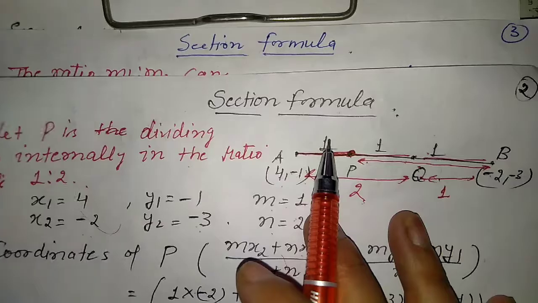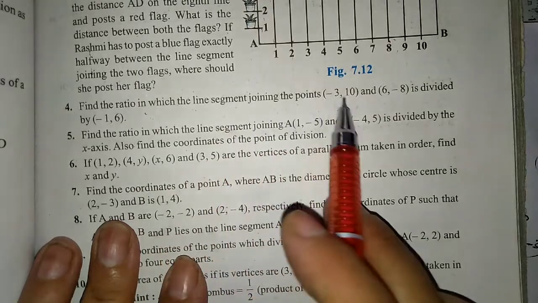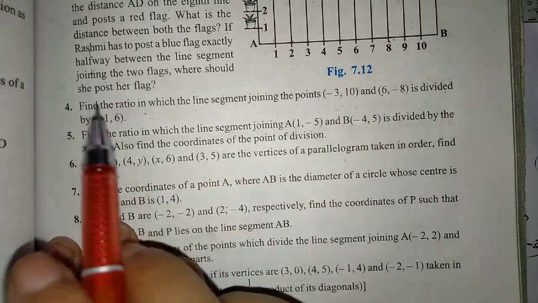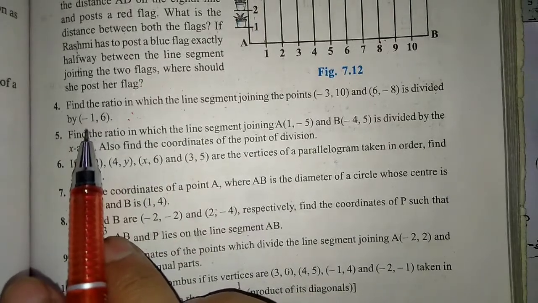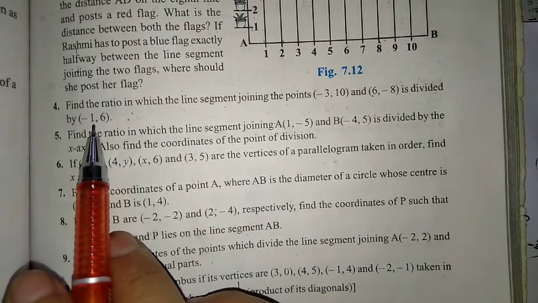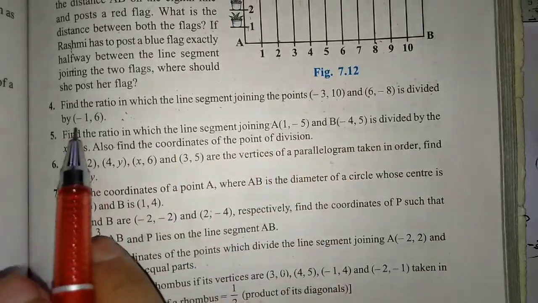So this is the third question. Now similarly you can do the fourth question. Find the ratio in which the line segment joining the points is divided by -1 and 6. This time the coordinates of the points are given. This is x1, y1, x2, y2, and this is m and n.